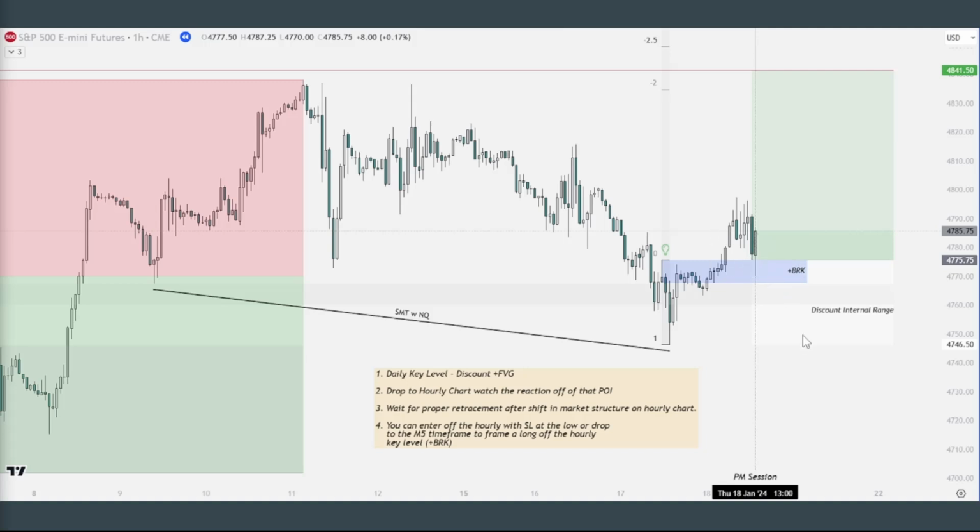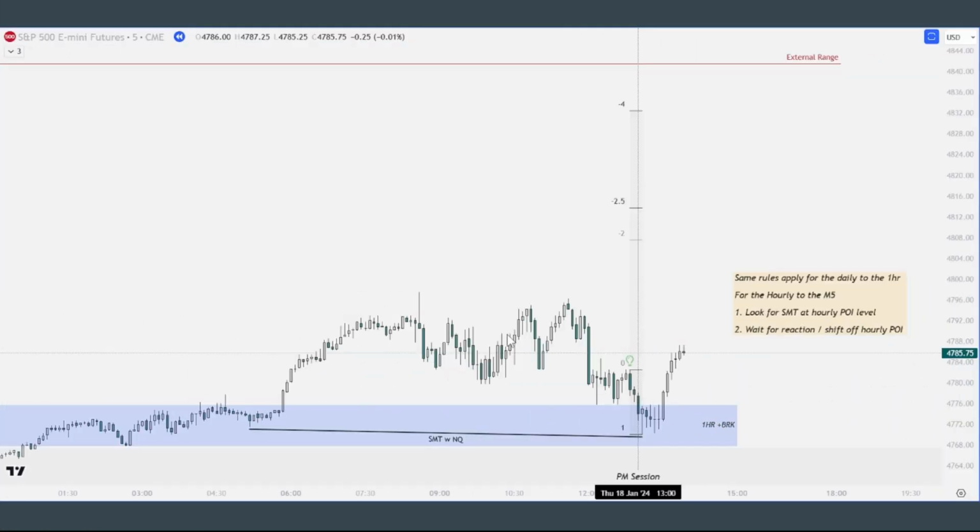So that's what we're going to look at now. We're looking at the M5 chart and the hourly key level, which is the breaker block. Like I said before, we had SMT at the lows inside of that daily bullish fair value gap. That was our step one, and then we waited for the hourly shift in structure, which is what we got, and then we had price retrace down into that hourly bullish breaker block.